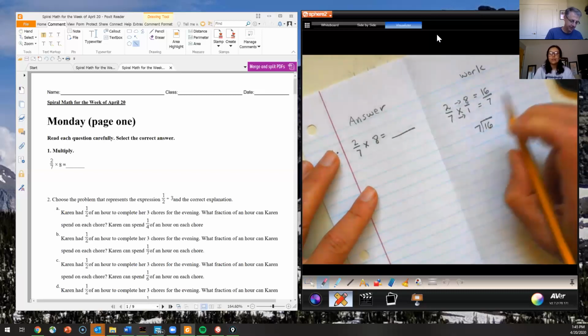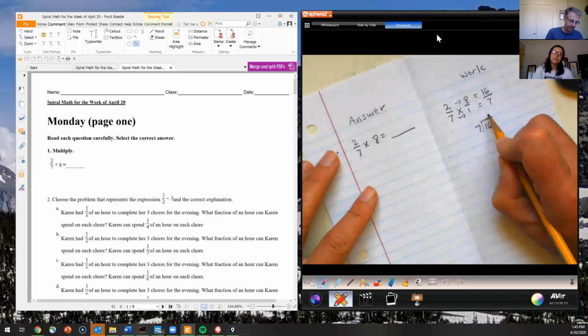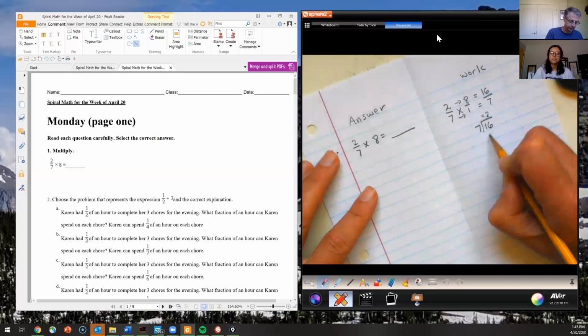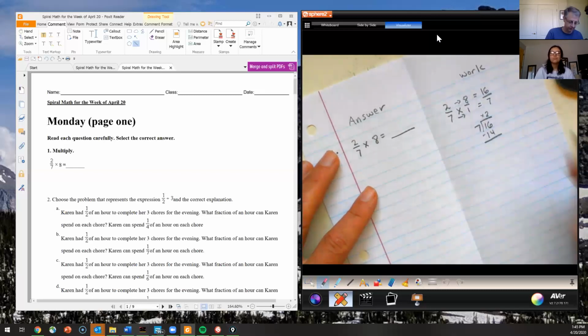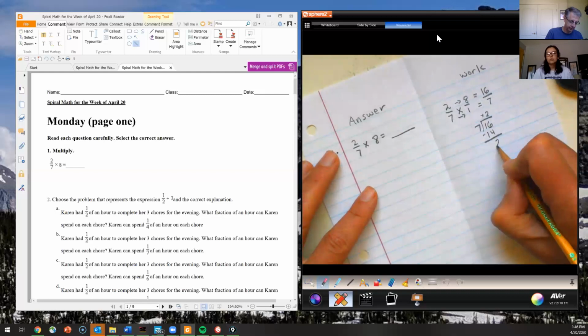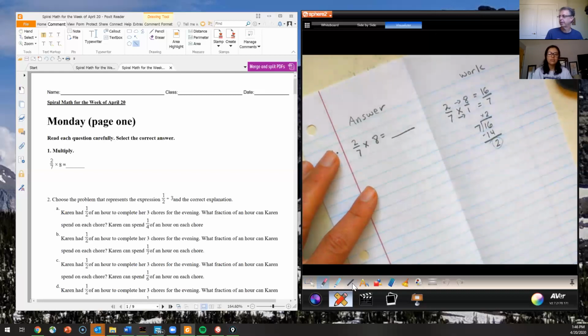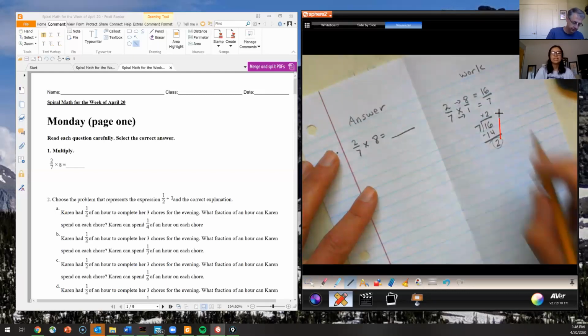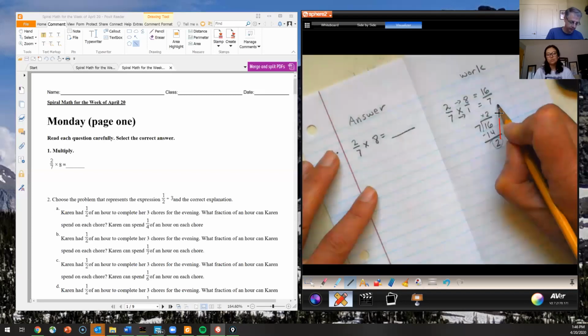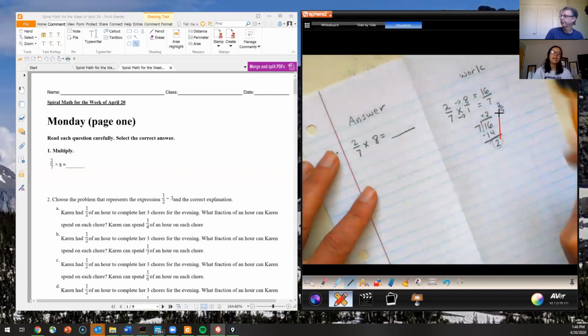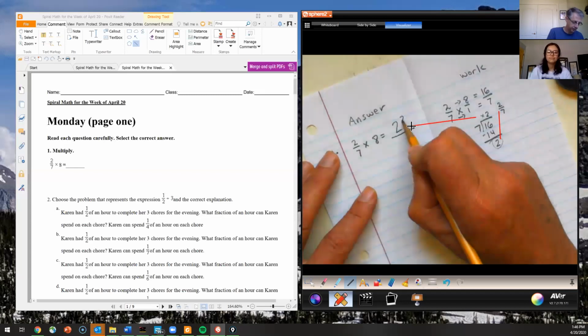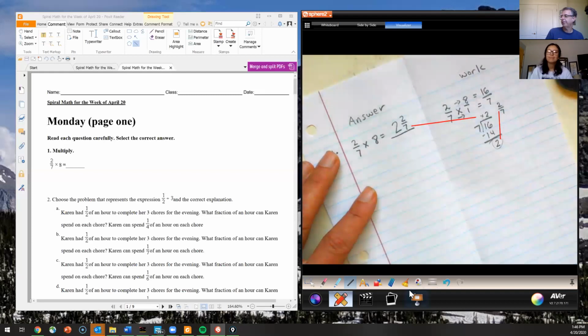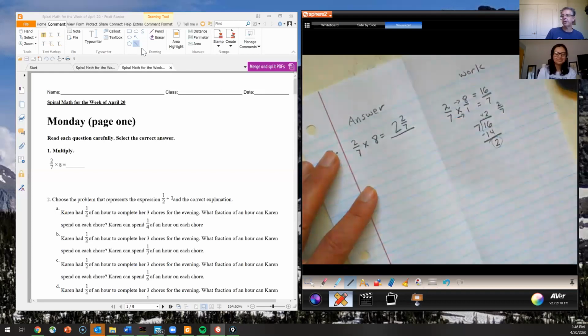7 doesn't go into 1, but it does go into 16 twice. Then 2 times 7 gives you 14, and 16 minus 14 gives you 2. So then you should get 2 and 2/7. Then make sure that brand new mixed number is in simplest form. And it is, because 2/7 cannot be simplified anymore. So your final answer should be 2/7 times 8 equals 2 and 2/7. Great. All right, boys and girls, we're going to go on to number two this time.